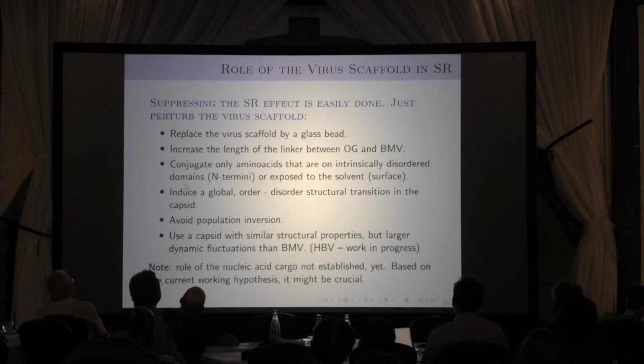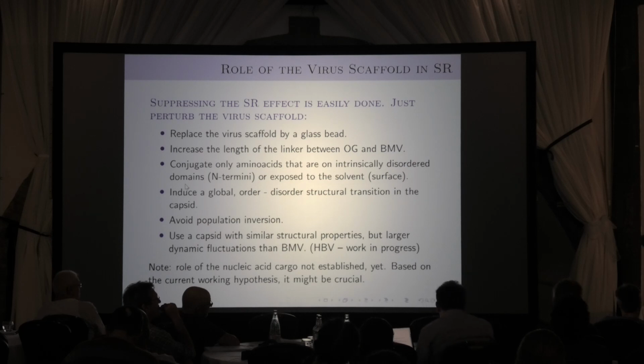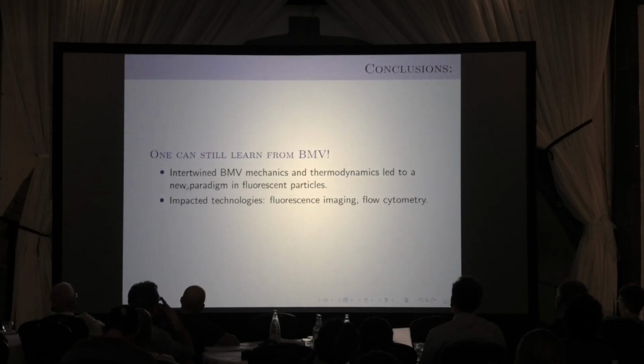But here is the take-home point. If you do it without a virus, or you mess up the order on the virus, you swell it, for instance, by changing the pH, you put a more flexible ligand, you let only the chromophores on the surface and they are disordered and they can fluctuate, you lose the effect. And so bromosaic virus is great because we can swell it, stick chromophores inside, compress it, and those chromophores are the ones that emit collectively. And maybe you can do this with some phages as well. So I think one can still learn from BMV.